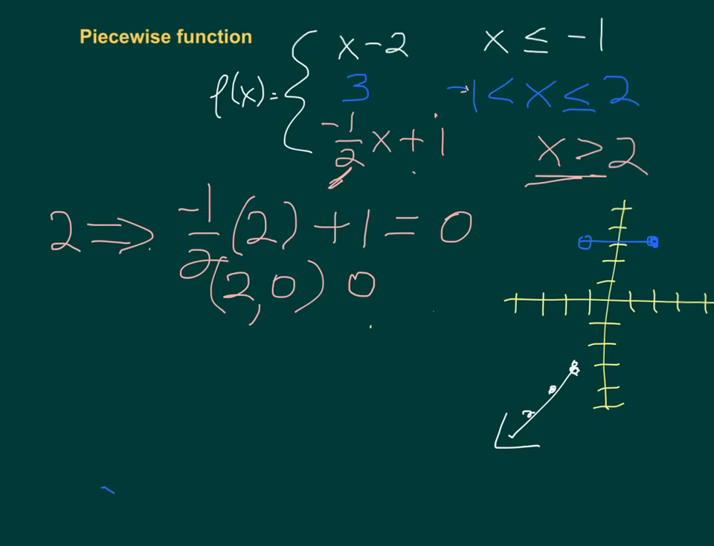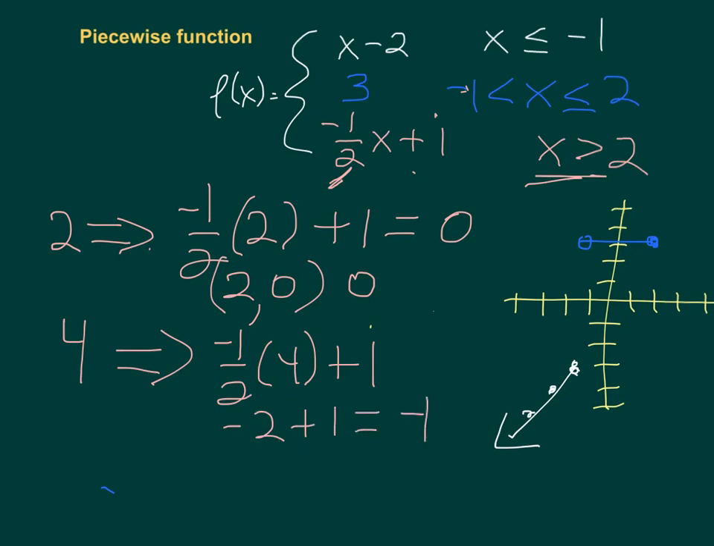So I'm going to pick positive 4. If I pick 4, and you'll see why in a second, negative 1/2 times 4 plus 1. Well, it's easier to calculate: negative 1/2 of 4 is going to give me negative 2. So I get negative 2 plus 1, which is negative 1. So I have the point 4 comma negative 1. It's just a little easier than dealing with fractions, but you certainly can pick fractions if you want.